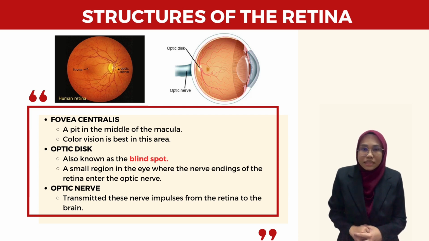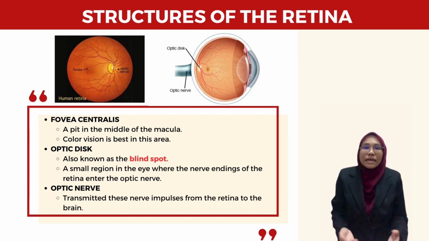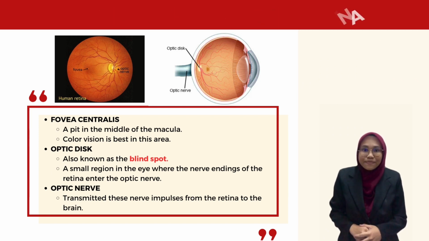Fourthly, the optic disc, also known as the blind spot, is a small region in the eye where the nerve endings of the retina enter the optic nerve. Why is it known as the blind spot? Because it does not contain any rods or cones to convert images into nerve impulses. Lastly, the optic nerve transmits these nerve impulses from the retina to the brain.